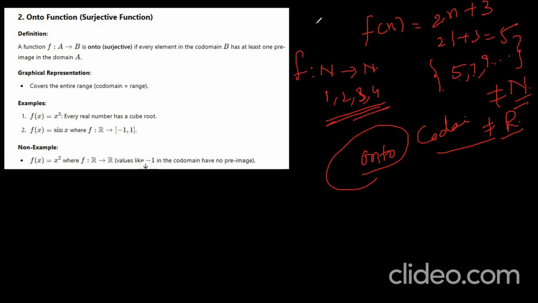Let me take another example. Let me take f of x is equal to 2x plus 3. This is my question. For this, f maps Q into Q I am taking. Is it a surjection? Is it onto? Both are the same. Let us check.